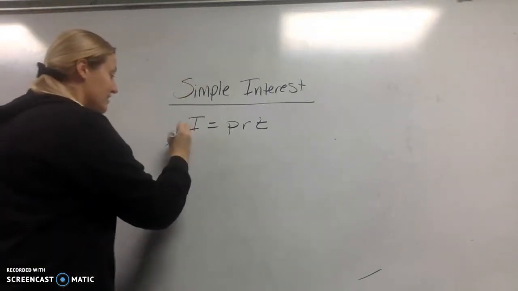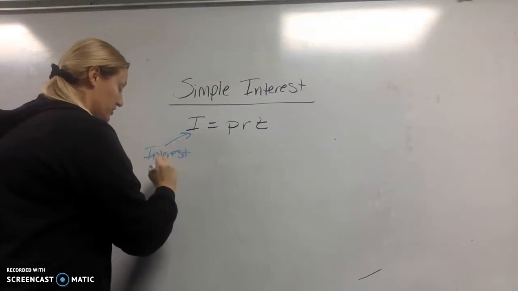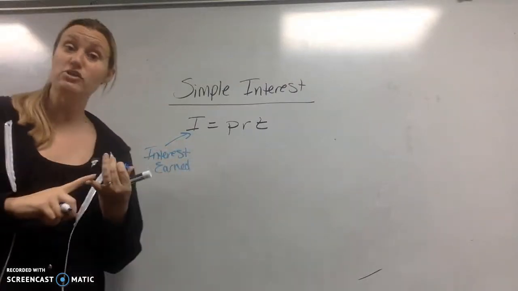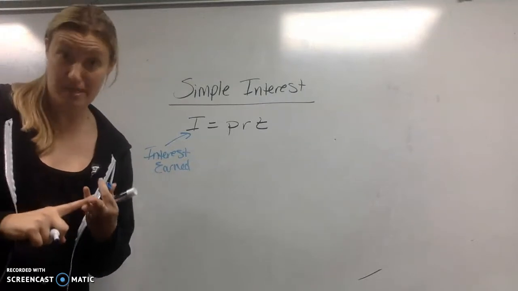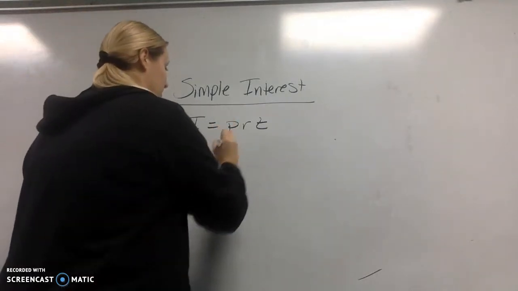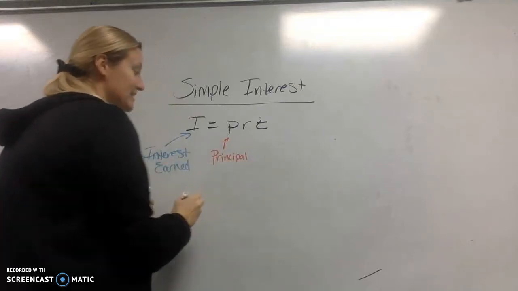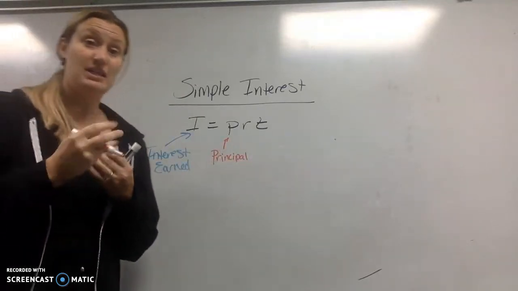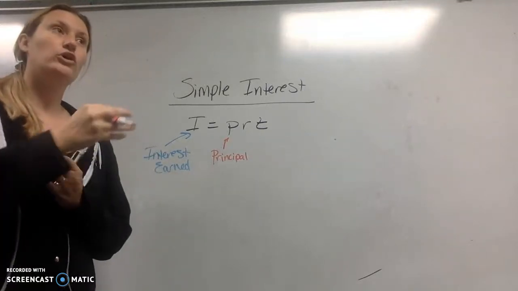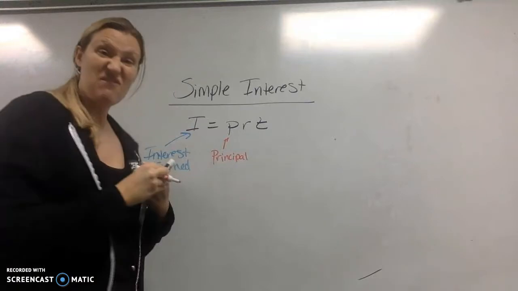So the I stands for the interest earned. You are finding the amount of interest, whether earned by you or earned by the company that now took your money. P stands for the principal amount. That is the amount of money that is invested, either the amount of money that you put in a savings account or the amount of money on that credit card. It's the amount of money invested.